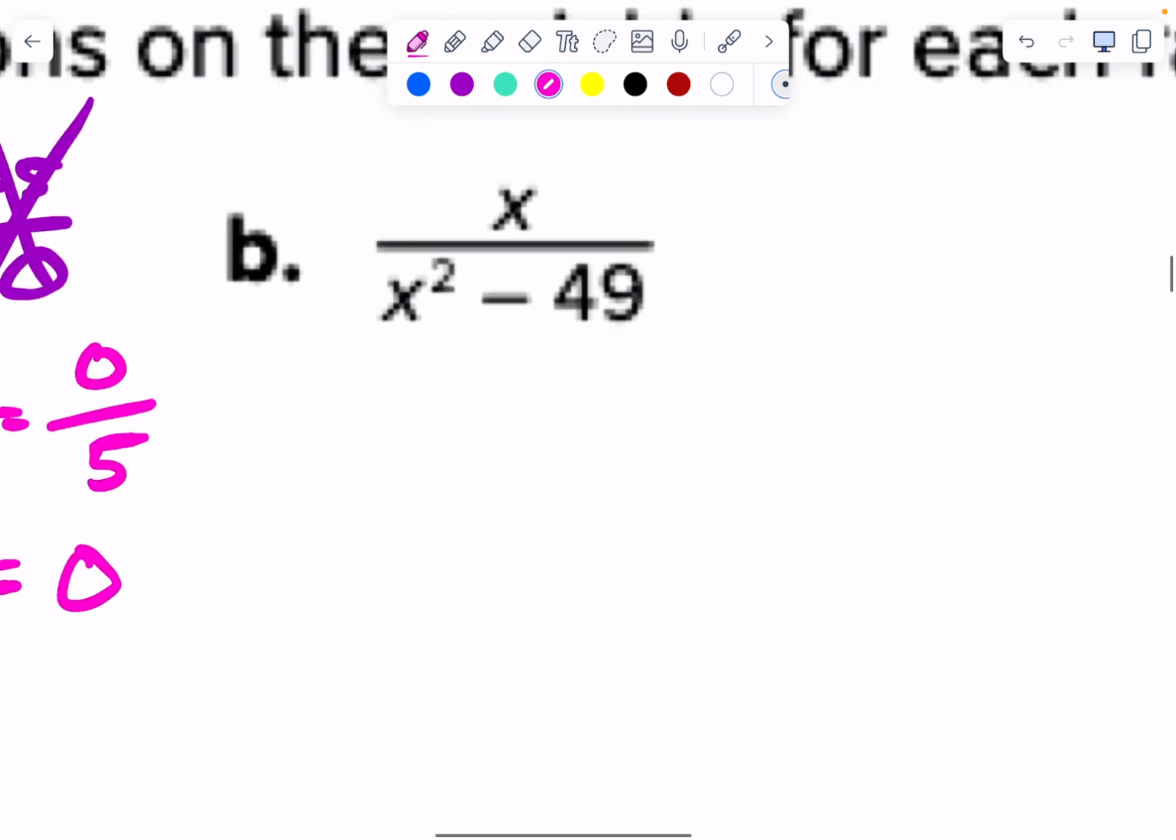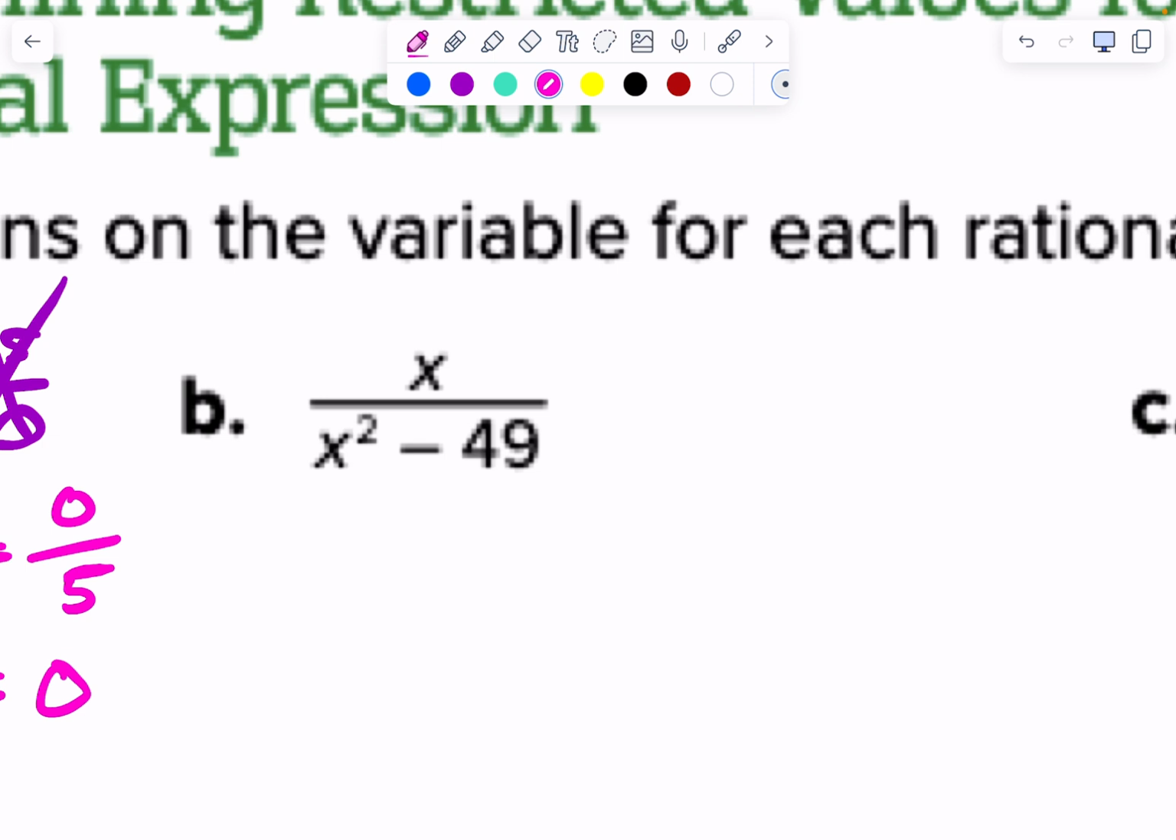Okay? All right, B. What do we got going on here? I think it's 7, but then it'd be 0 over 0. What do you mean? No, never mind. It'd be 7 over 0. A VA is where the bottom is 0, right? Okay, so let's just say x squared minus 49. He can't be 0, right? X squared minus 49, we don't want it to be 0. So let's solve for x, right?